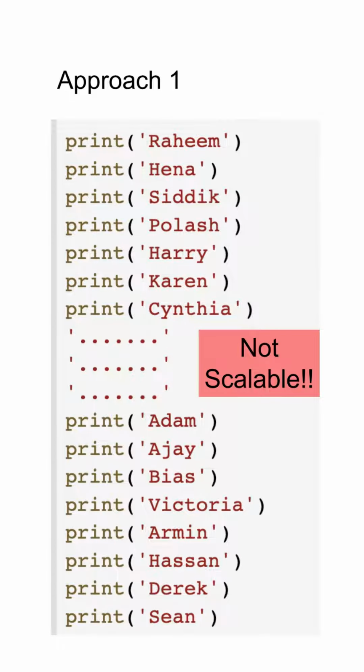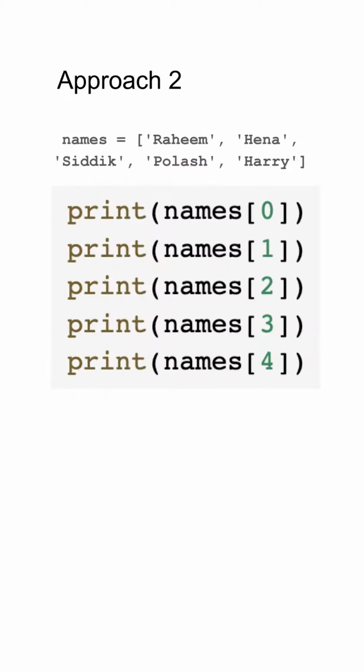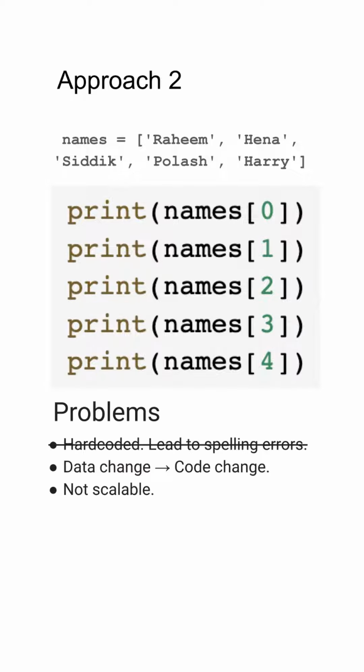A third issue is this approach is not scalable. What if there are 10,000 names? Are we going to write 10,000 print statements? Probably not a good idea. A better approach is avoiding hard coding and using the variable's name instead. This way, we are solving the spelling error problem, but the other two problems still remain.